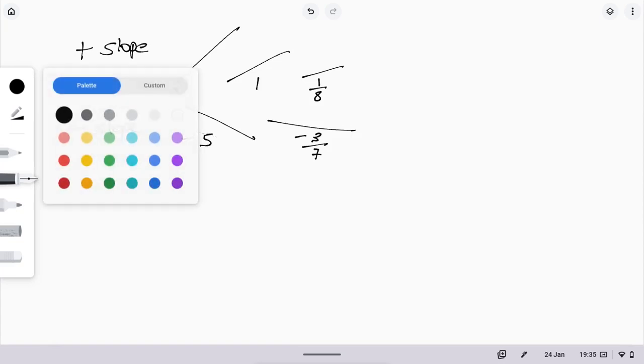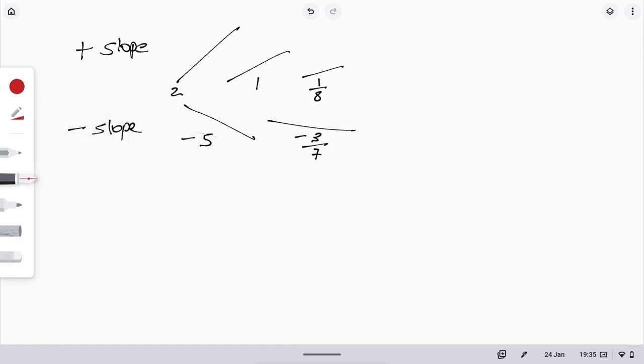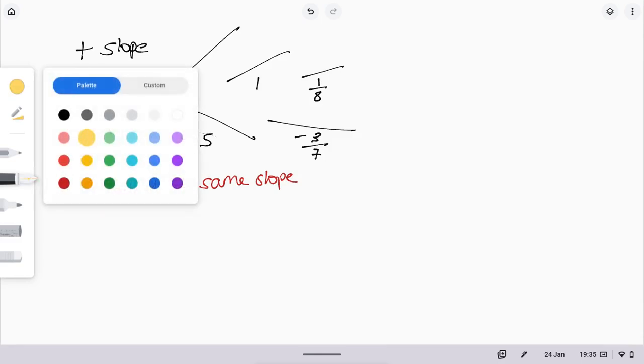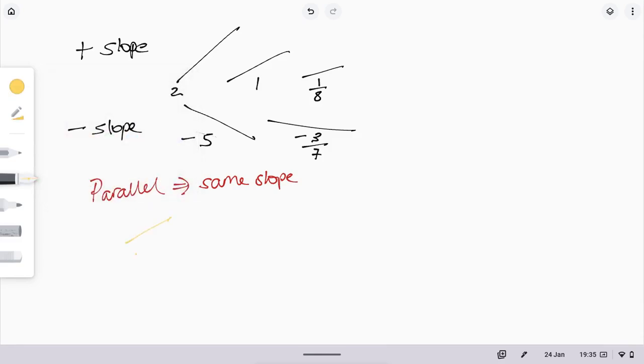The key thing in slopes here is the terms parallel and perpendicular. If you see parallel, that means it's got the same slope. So think of your double yellow lines, think of your train tracks. They don't meet because the slopes are the same. So m1 is equal to m2.